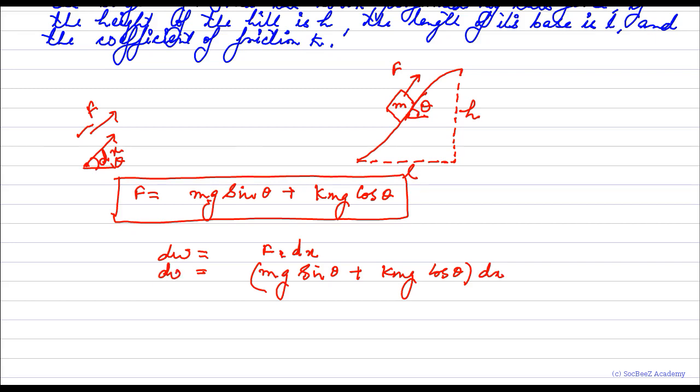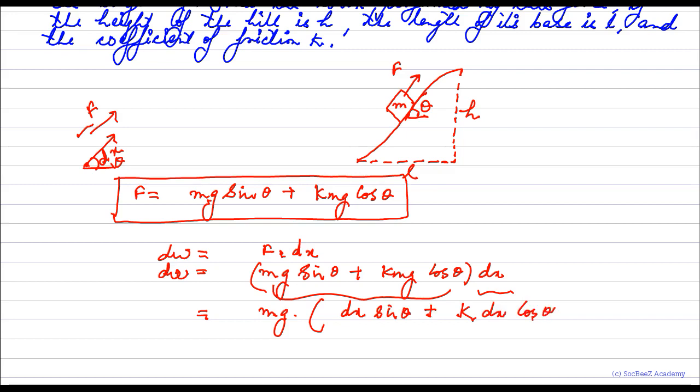dw equals F into dx. Fine. So this can again be written as mg into dx sine theta plus k mg into dx cos theta. Okay, this is dw.